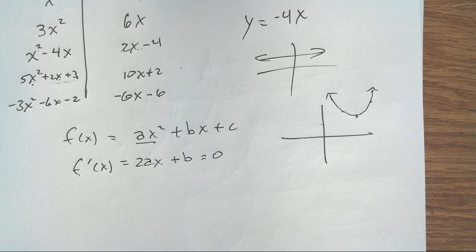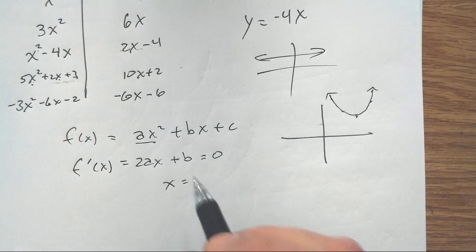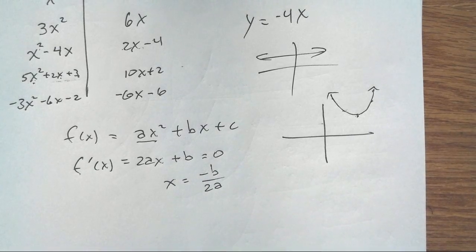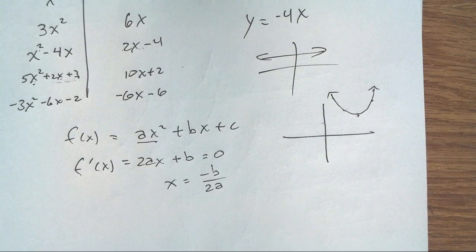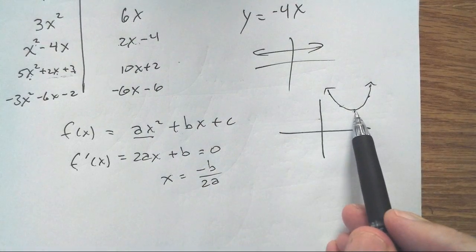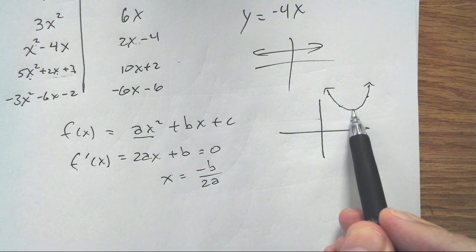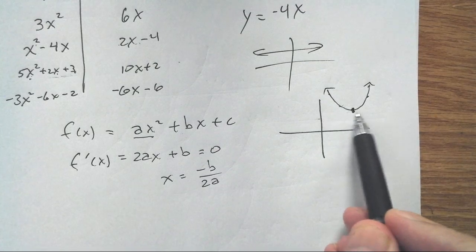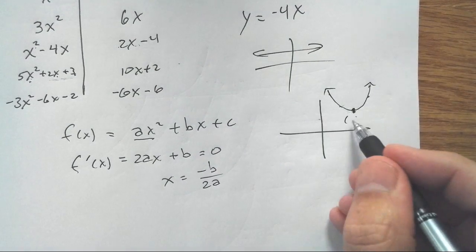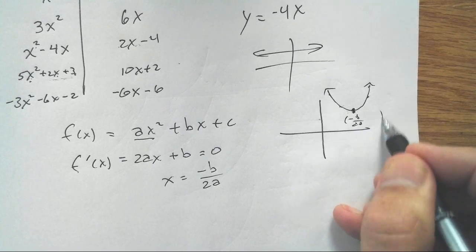Any light bulbs just pop on? X would equal, subtract b, divide by 2a. What do we know about the vertex when the slope is 0? Or the parabola? We know it's the vertex, right? It's the vertex of the parabola. So the vertex of the parabola is located at negative b on 2a.